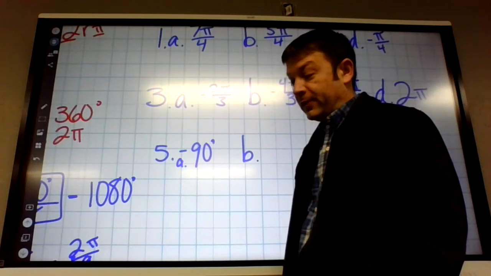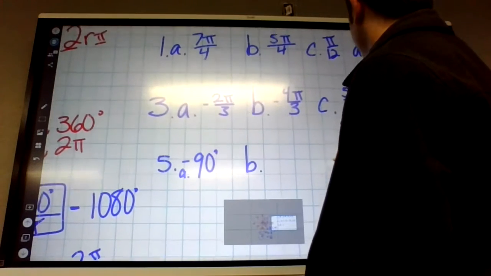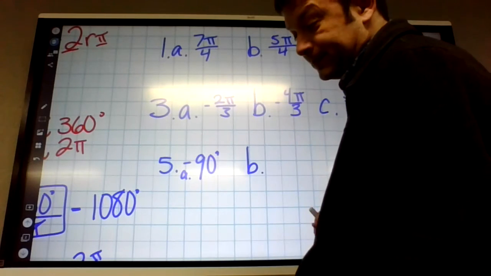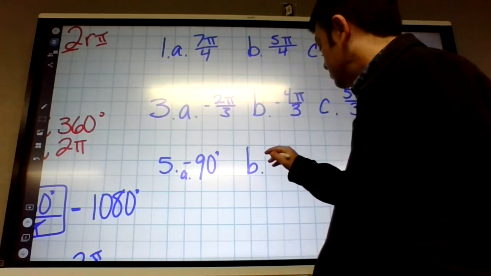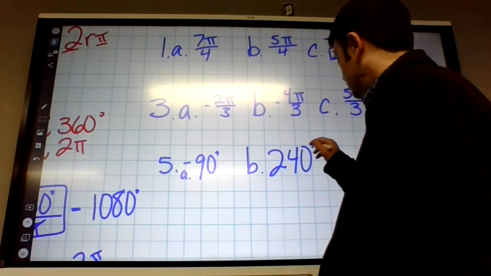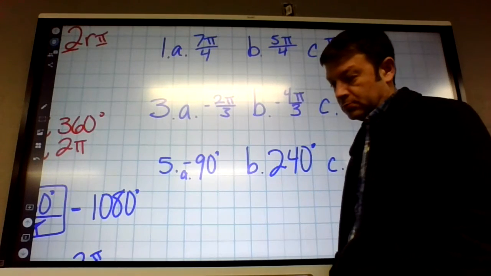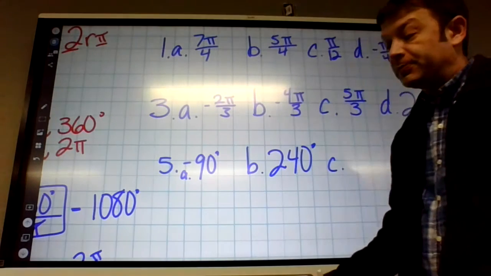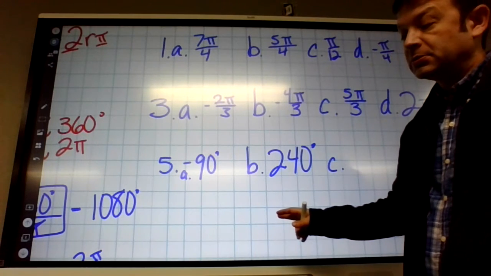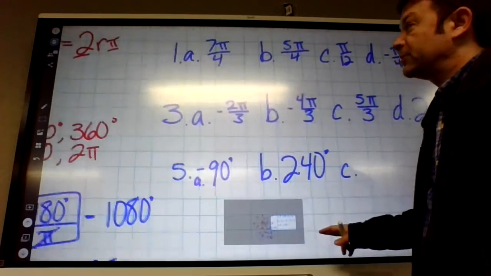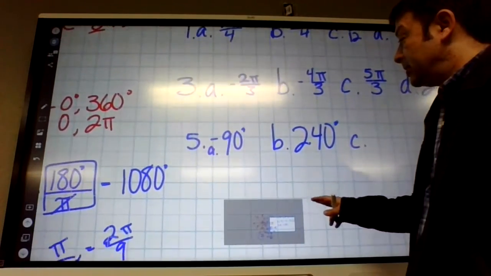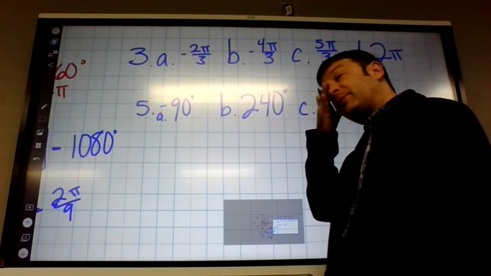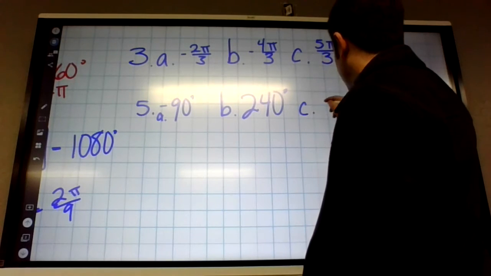4 pi over 3. I feel like we did this a minute ago. Where was it? 3b. It's 240. Three-fourths pi, or negative 3/4 pi. Yes, I know we talked about that. 3/4 of 180 is 135, so it's negative 135.